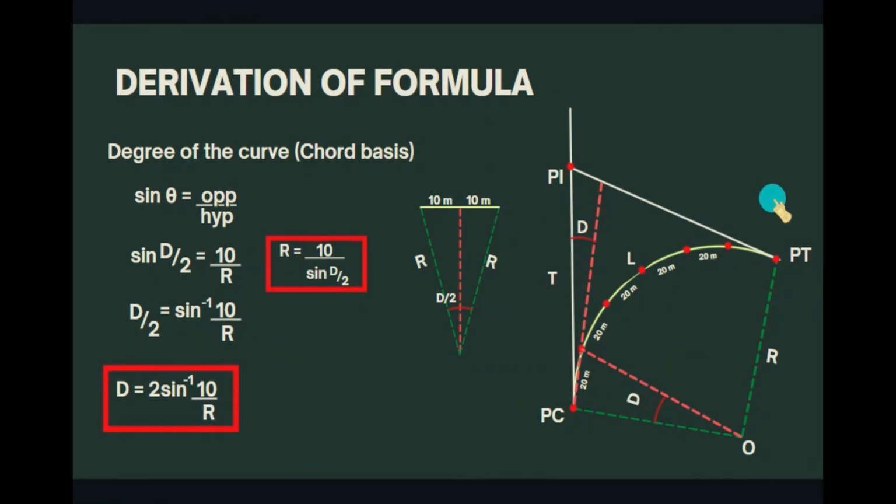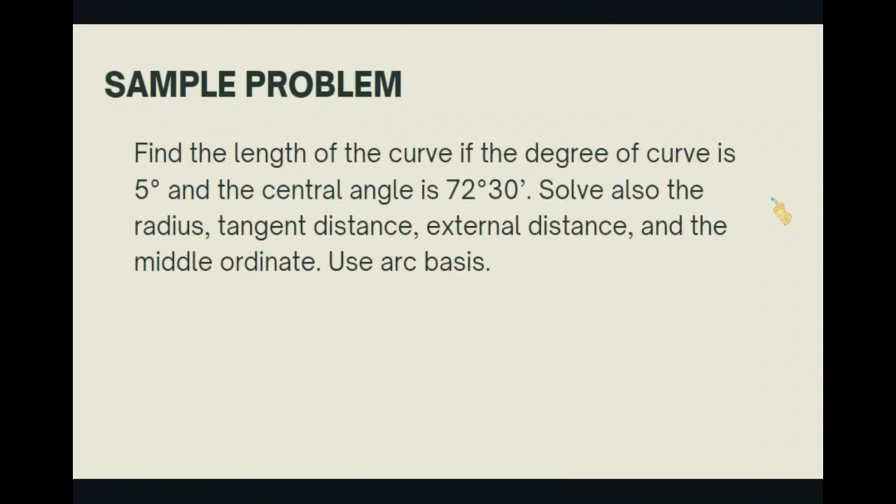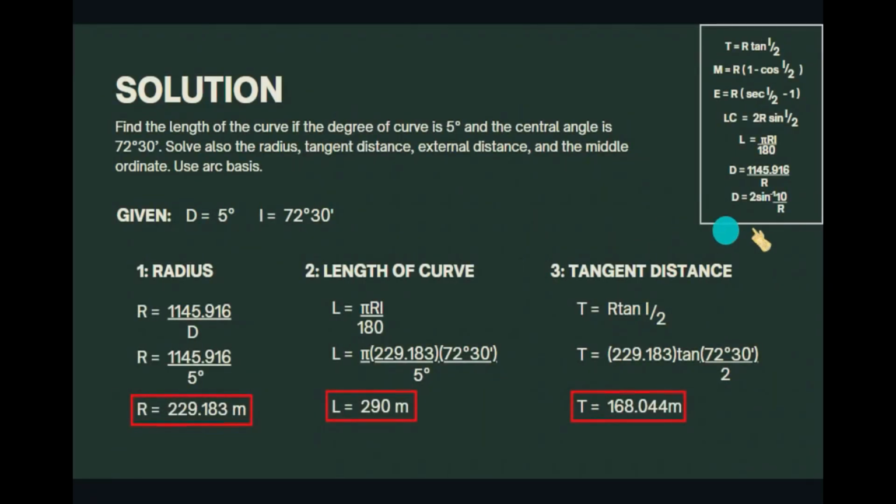To proceed, in order to apply the formulas that we had just learned, here is a sample problem. Find the length of the curve if the degree of the curve is 5 degrees and the central angle is 72 degrees and 30 minutes. Solve also the radius, tangent distance, external distance, and the middle ordinate. Use arc basis. As we can notice, our basic formulas all involve the radius, so we need to find the radius first. We can find the radius by using the formula for the degree of curve, or D, since it is already given in the problem.